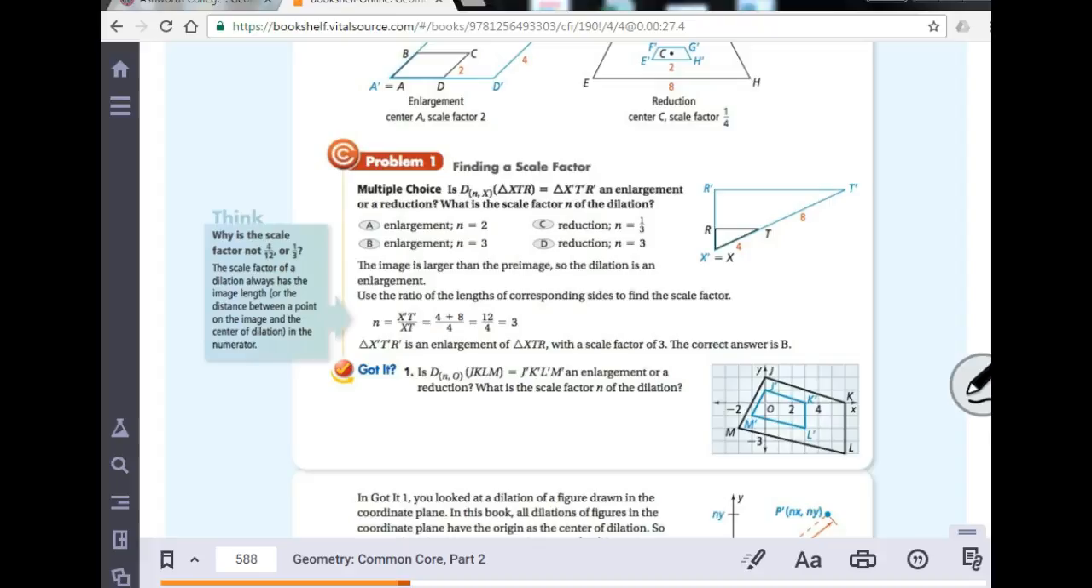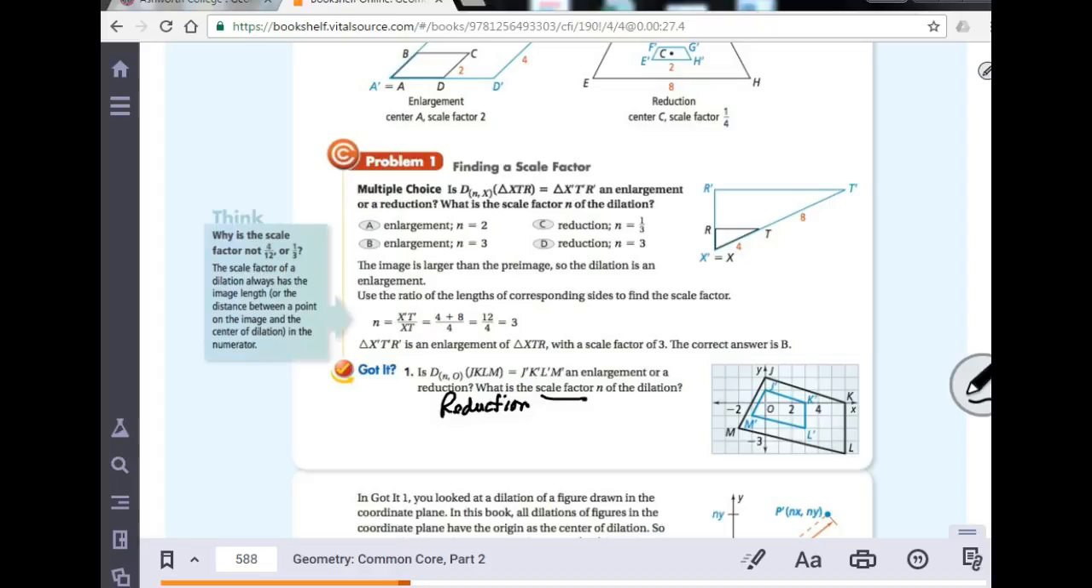Now, what is different about this one is, here's my original, the JKLM, which is in black here, and then in the turquoise color here is the J prime, K prime, L prime, M prime. So the little one in the blue here, again, is the image. Well, the image is smaller than the original, so for sure we know that we're going to have a reduction. You can just look at the picture and know that the image is smaller than the original.